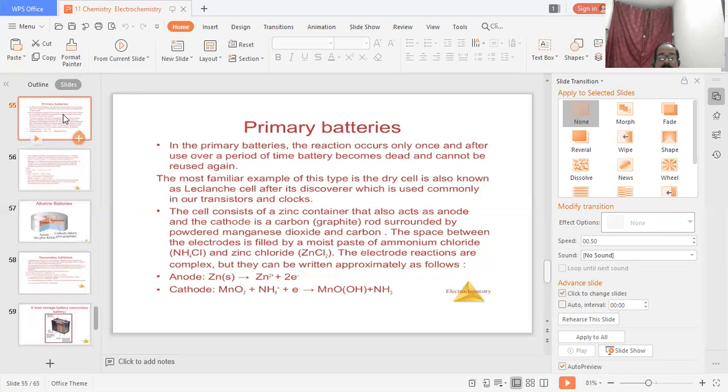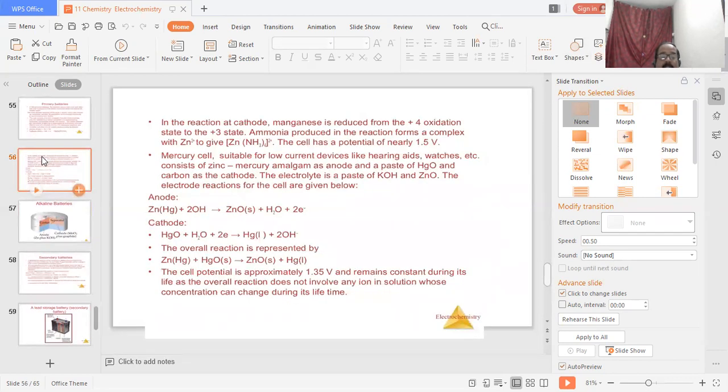The electrode reactions are complex, but they can be written approximately as follows. At the anode, zinc is converted to zinc ion, and at the cathode, manganese dioxide and ammonium ion gain electrons to give manganese oxide hydroxide plus ammonia. In the reaction at the cathode, manganese is reduced from the +4 oxidation state to +3. The ammonia produced in the reaction forms a complex with zinc, and the cell has a potential of nearly 1.5 volt.